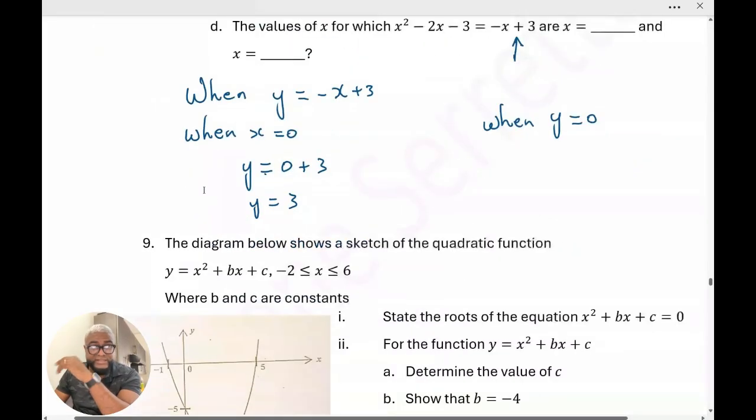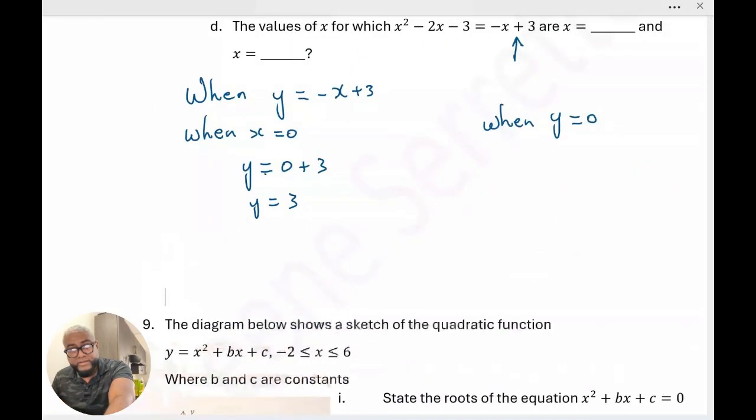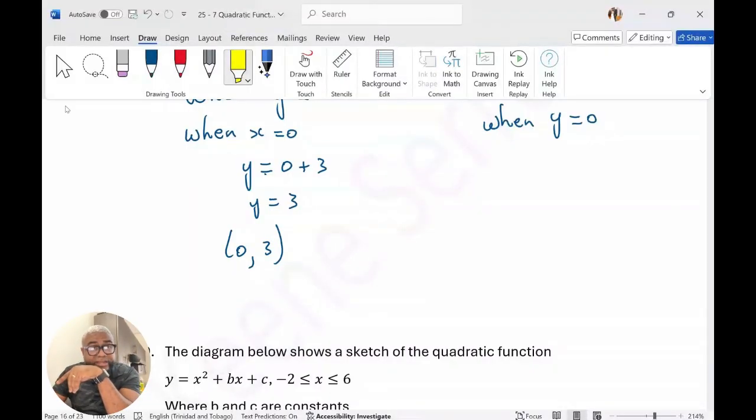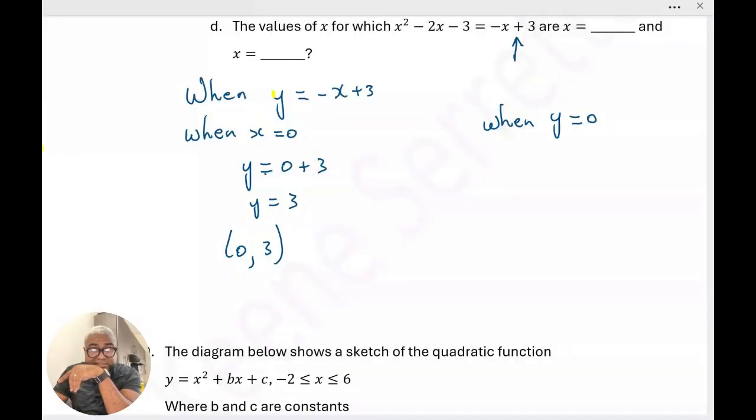So what's the first coordinate on that line? The first coordinate on that line was the value of the x, the x-axis value here? What's the value of x here? 0. And what do we work out the value of y to be? 3. So that's a point on this line. We're trying to get two coordinates on this line. Where did I get this from? That is this. We want to see when the curve and the line meet, what would the values of x be?